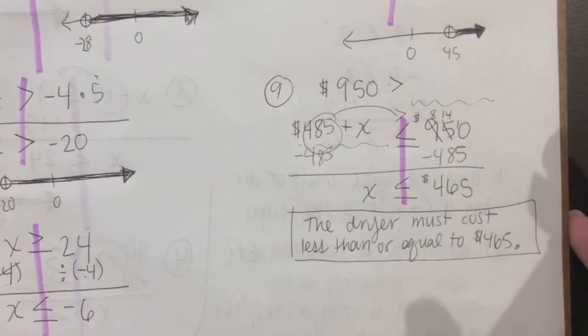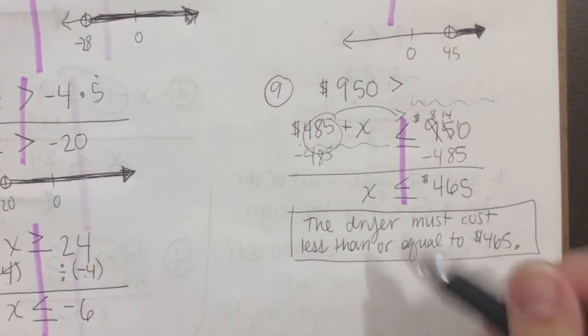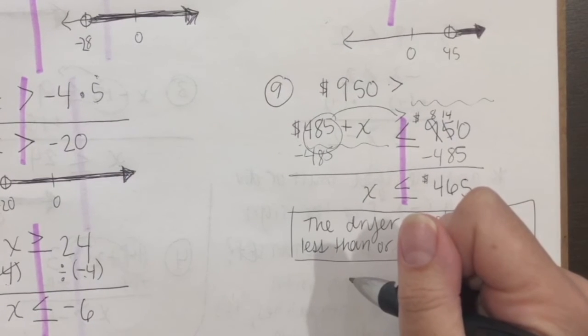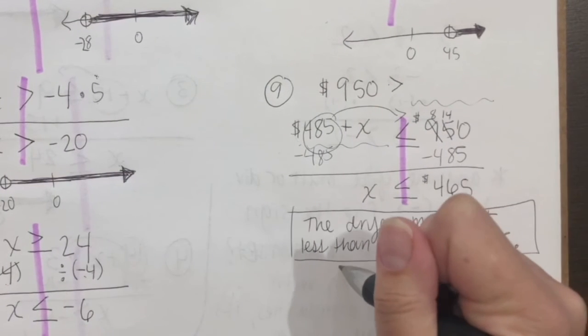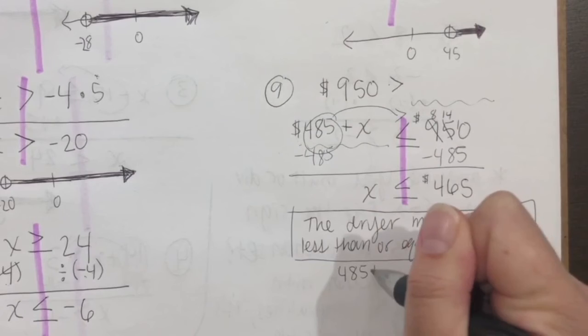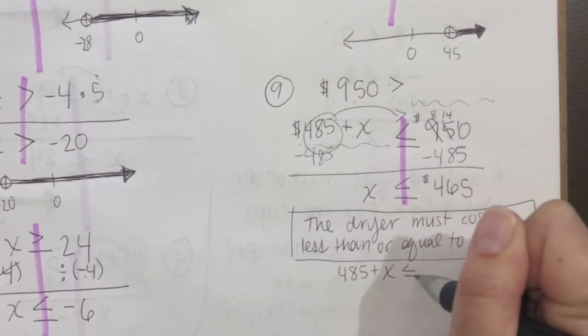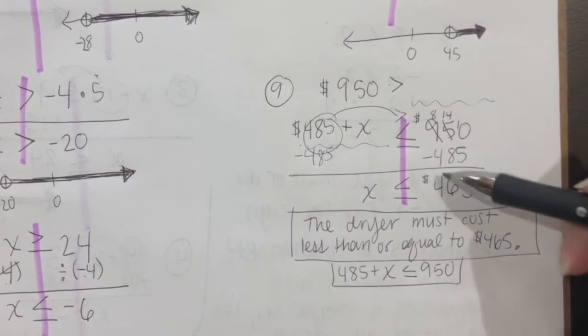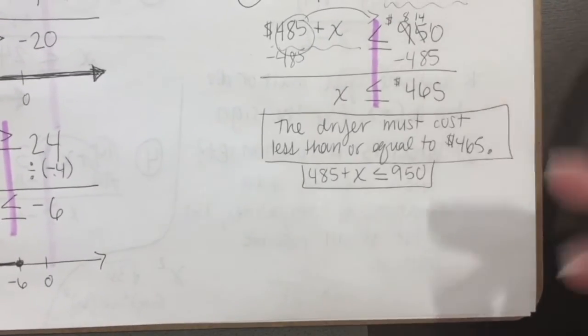All right, oh, and it also wanted the equation up here, so let's write that. 485 plus x was less than or equal to 950. It's a little bit neater than up there. And I think I can fit number 10.